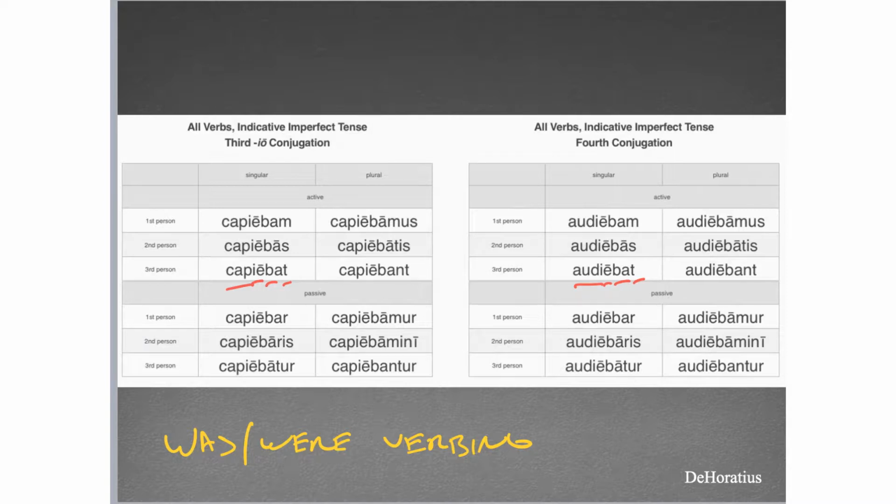When you're going English to Latin, just watch out for the characteristic vowels. Third will be E, third IO, and fourth will be IE. But again, that will really only be for when you go English to Latin. Latin to English, you're just recognizing that BA, and that signifies the imperfect.